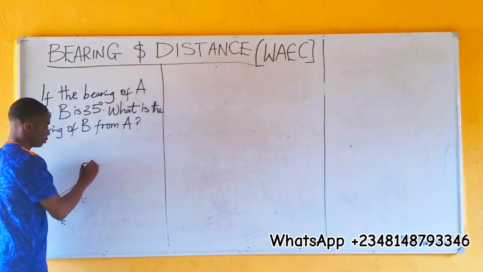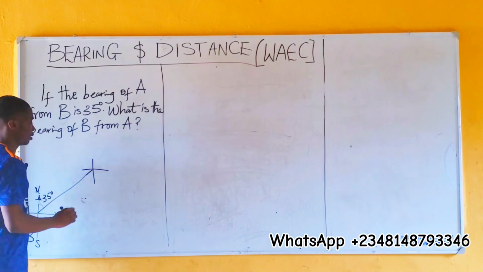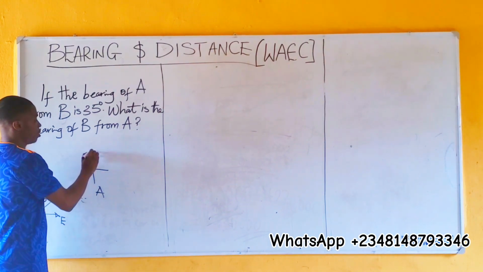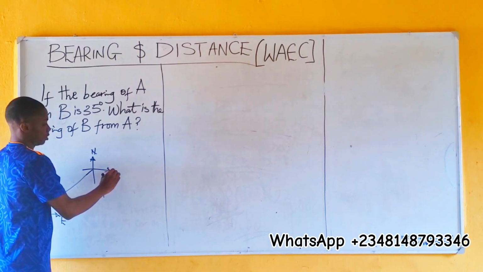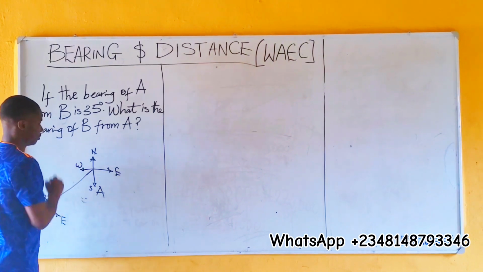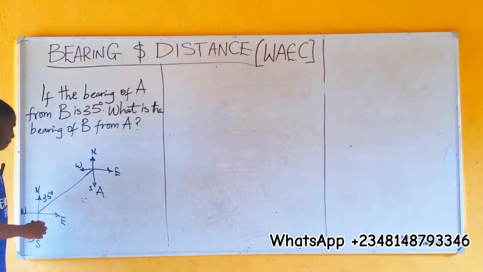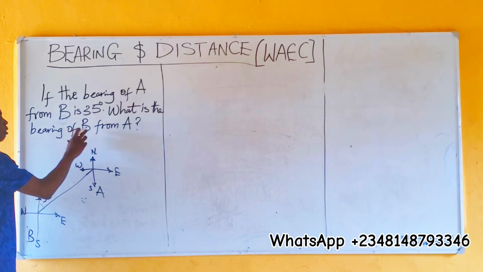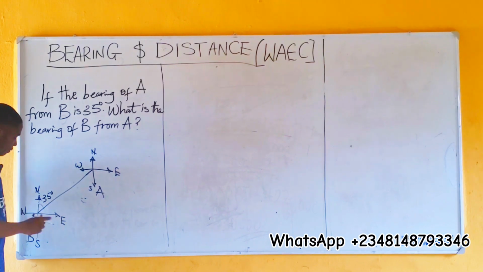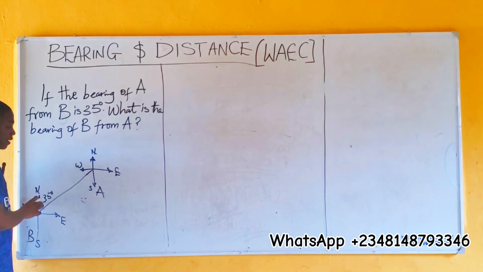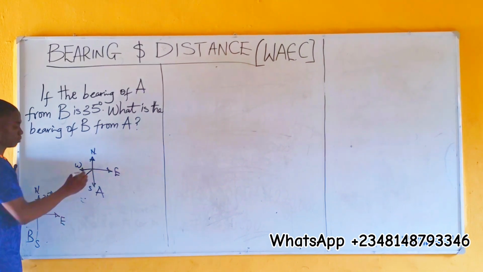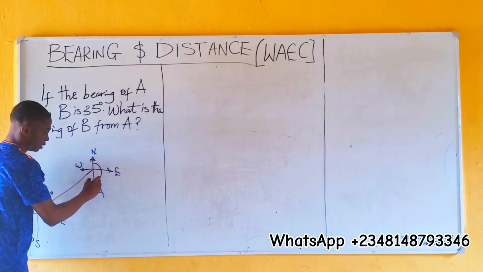Now, this is A. We have here north, east, south, and then west. Now, we are to find the bearing of B from A. So, the bearing of A from B is 35 degrees. So, the bearing of B from A is what? From here to here.